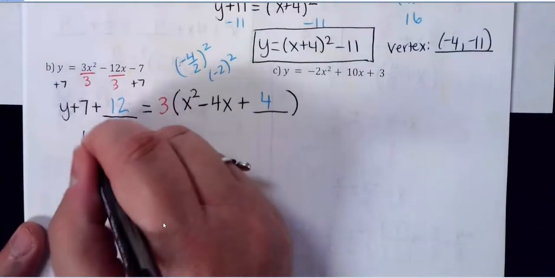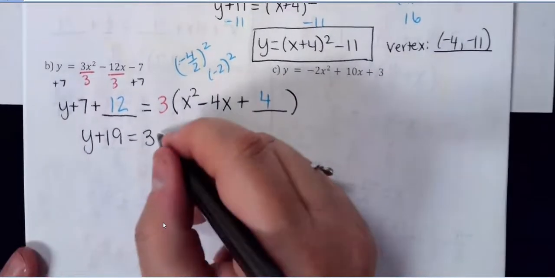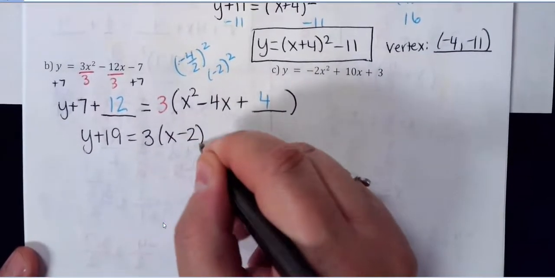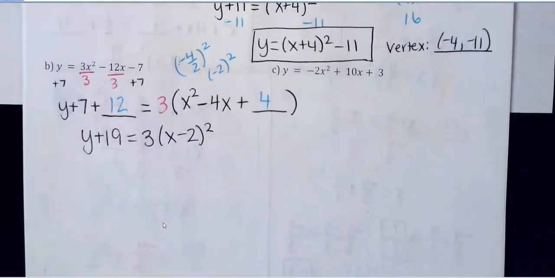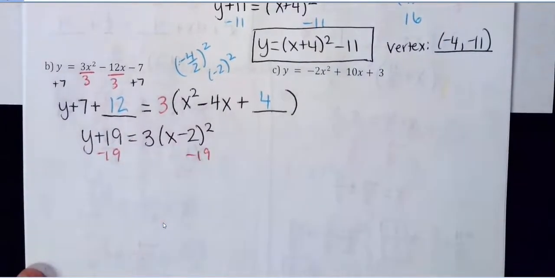Now, this would just become 19. This would have a 3 in front of your squared, so this is going to be x minus 2 squared. Then all I have to do is move the 19 to the other side of the equation. And then you got it in vertex form.